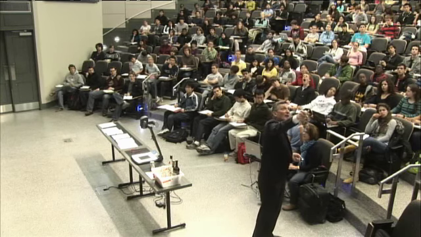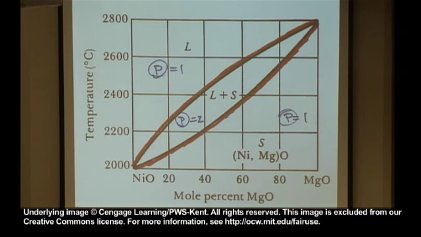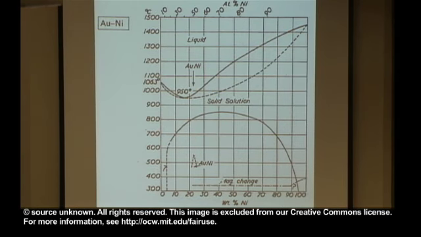So here's magnesium oxide, which melts at 2800 degrees centigrade. It's a great refractory. You can hold molten iron in it. And here's nickel oxide down here. All right, here's an interesting one. This is gold nickel, both FCC metals. Shade your eyes from the lower part. Just look at the upper part.